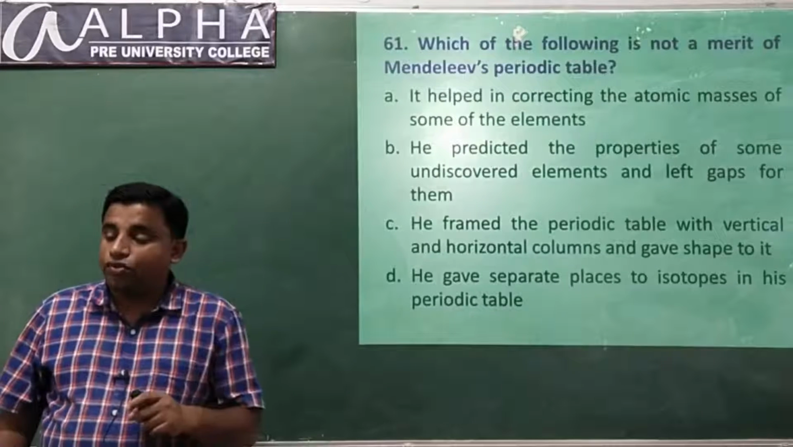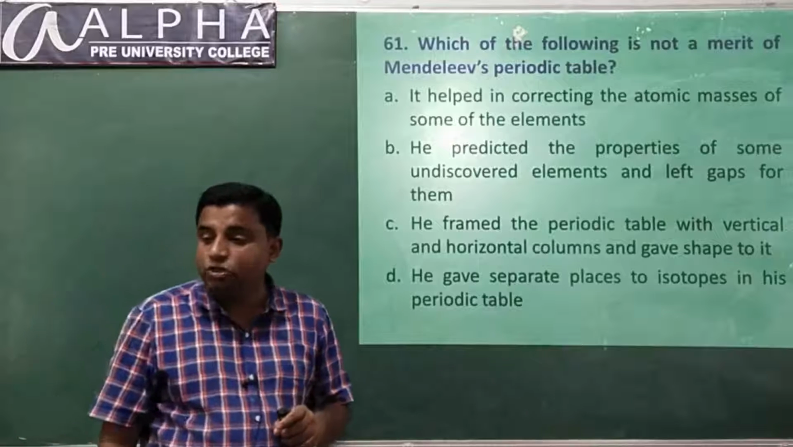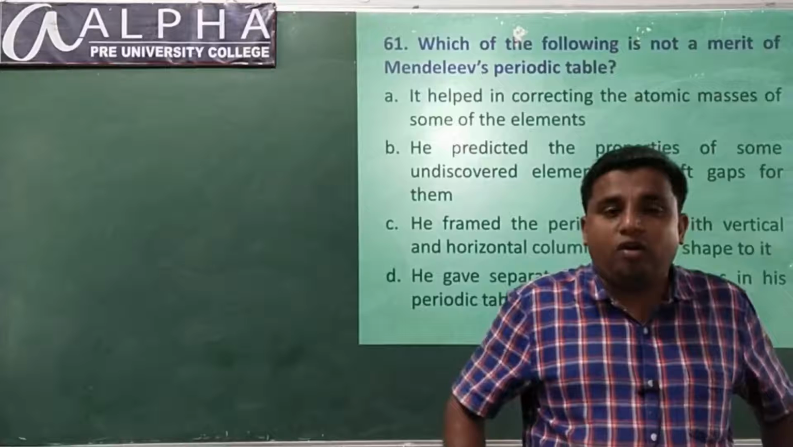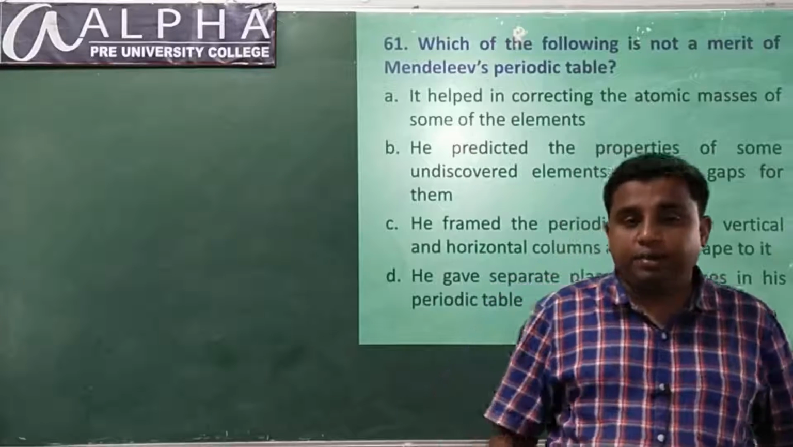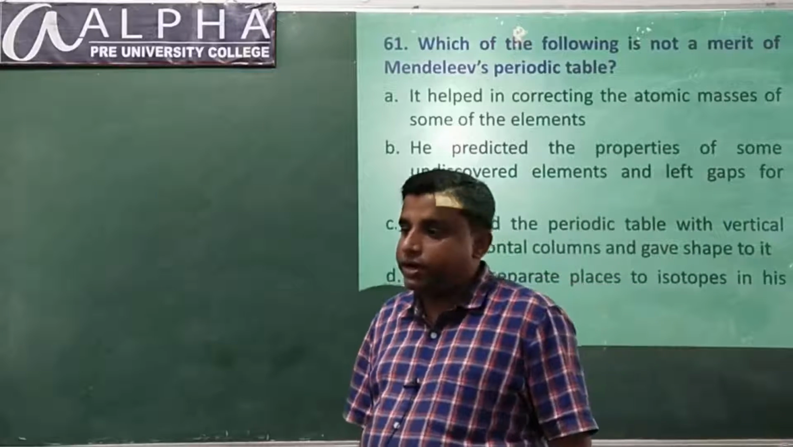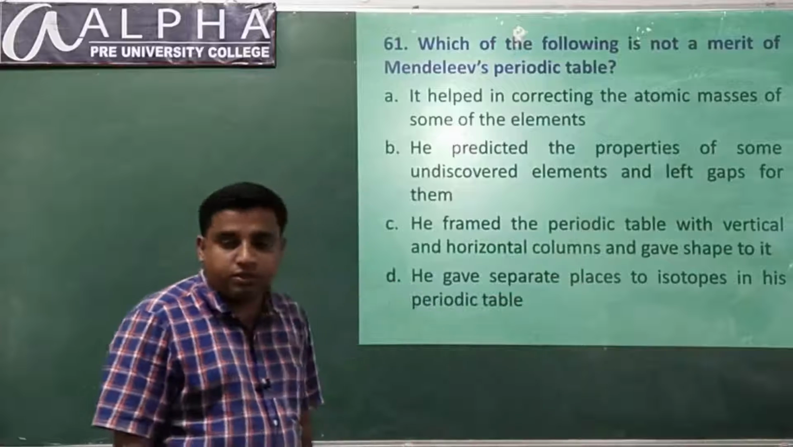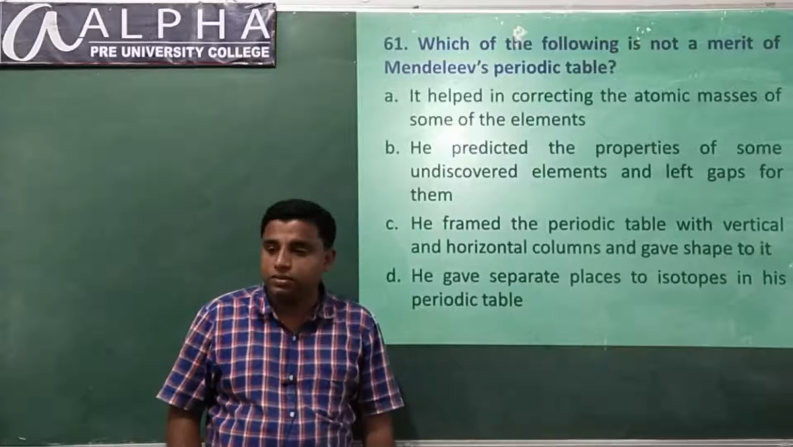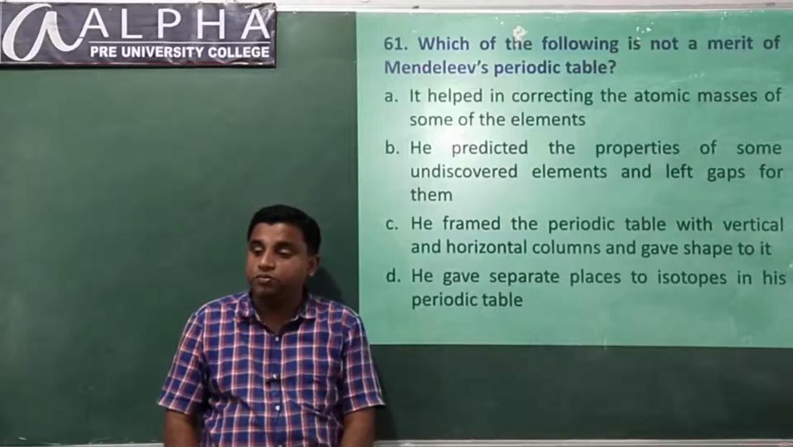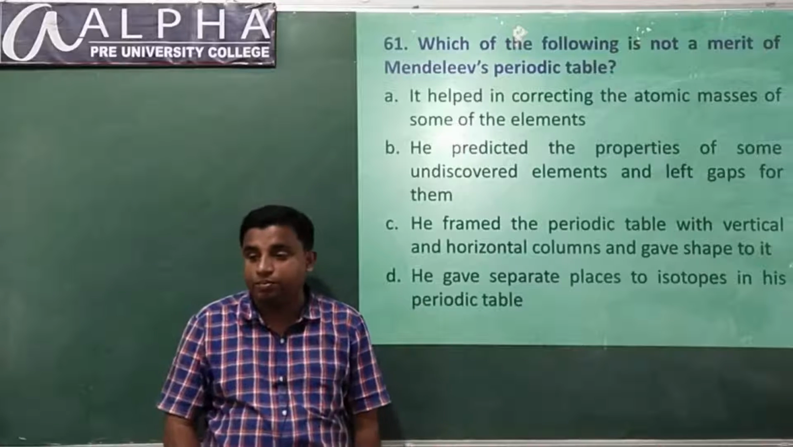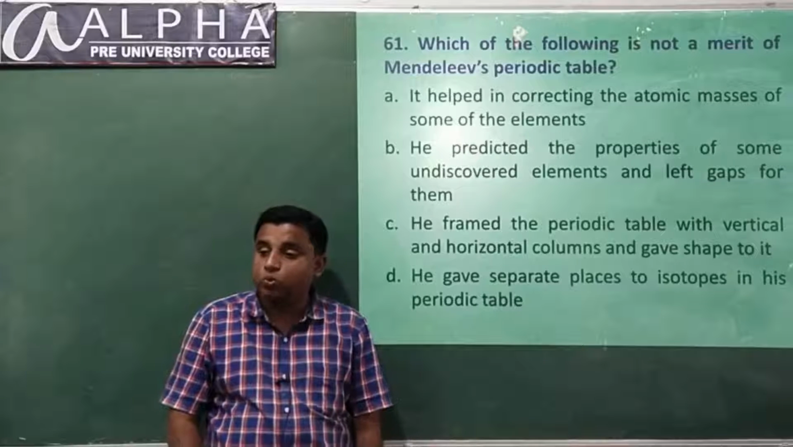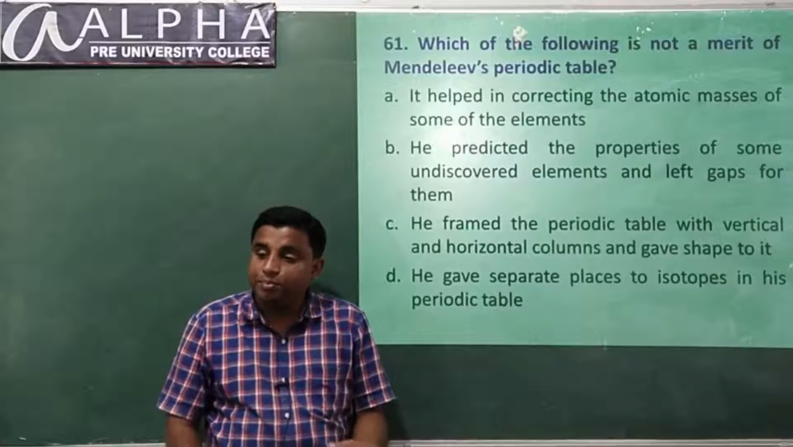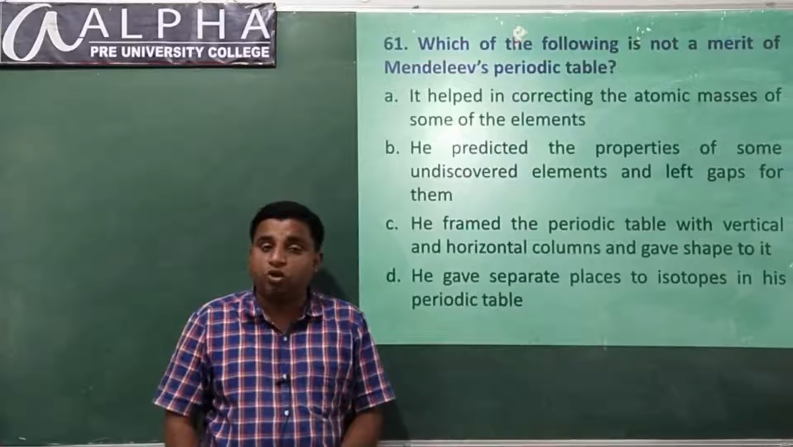Which of the following is not a merit of Mendeleev's periodic table? Read out the options. It helped in correcting the atomic masses of some of the elements. He predicted the properties of some of the undiscovered elements and left gaps for them. He framed the periodic table with vertical and horizontal columns and gave shape to it. He gave separate places to the isotopes of the periodic table.